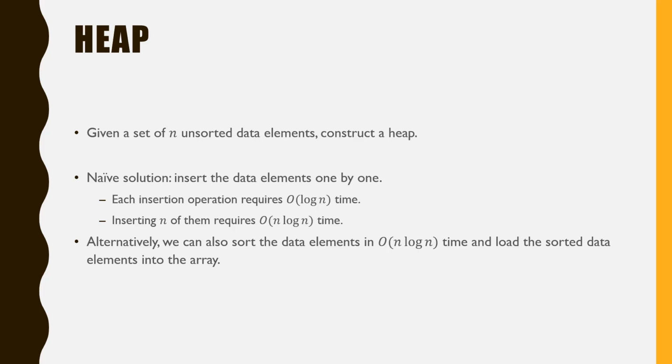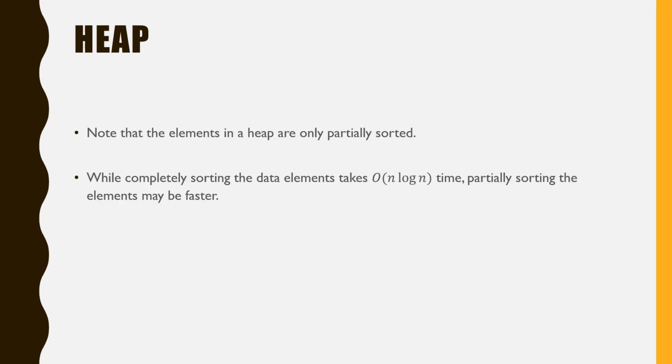In the second approach, we first sort the data elements and then load the sorted elements into the heap's internal array. The sorting step dominates the process, leading to an O(n log n) time complexity. Note that the data elements in a heap are only partially sorted. While fully sorting the data elements requires O(n log n) time, partially sorting them, which would be sufficient for constructing a heap, could be achieved more efficiently. Next, we will introduce a heap construction procedure that leverages this principle to build a heap in linear time O(n).